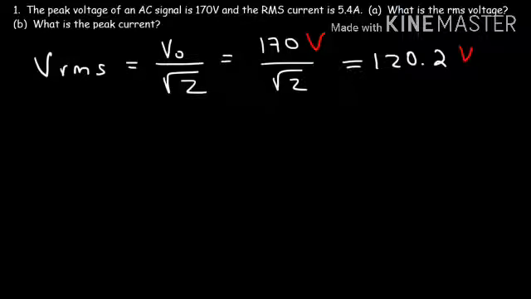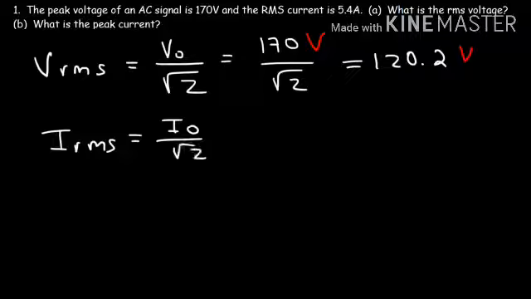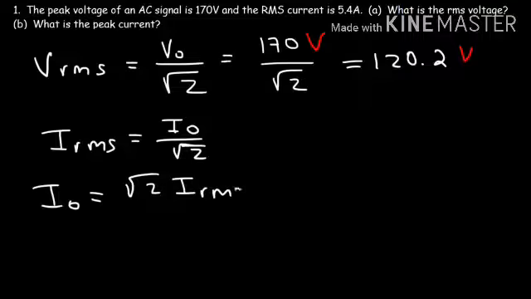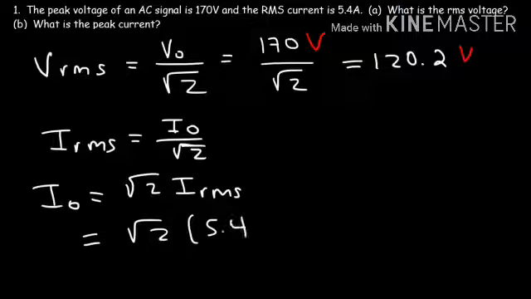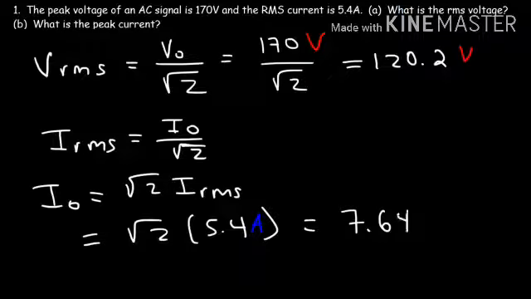Now part B, what is the peak current? The RMS current is equal to the peak current divided by the square root of 2. So if we rearrange the equation by multiplying both sides by root 2, the peak current is equal to the RMS current times root 2. So it's going to be the square root of 2 times 5.4 amps. So this is going to be about 7.64 amps.